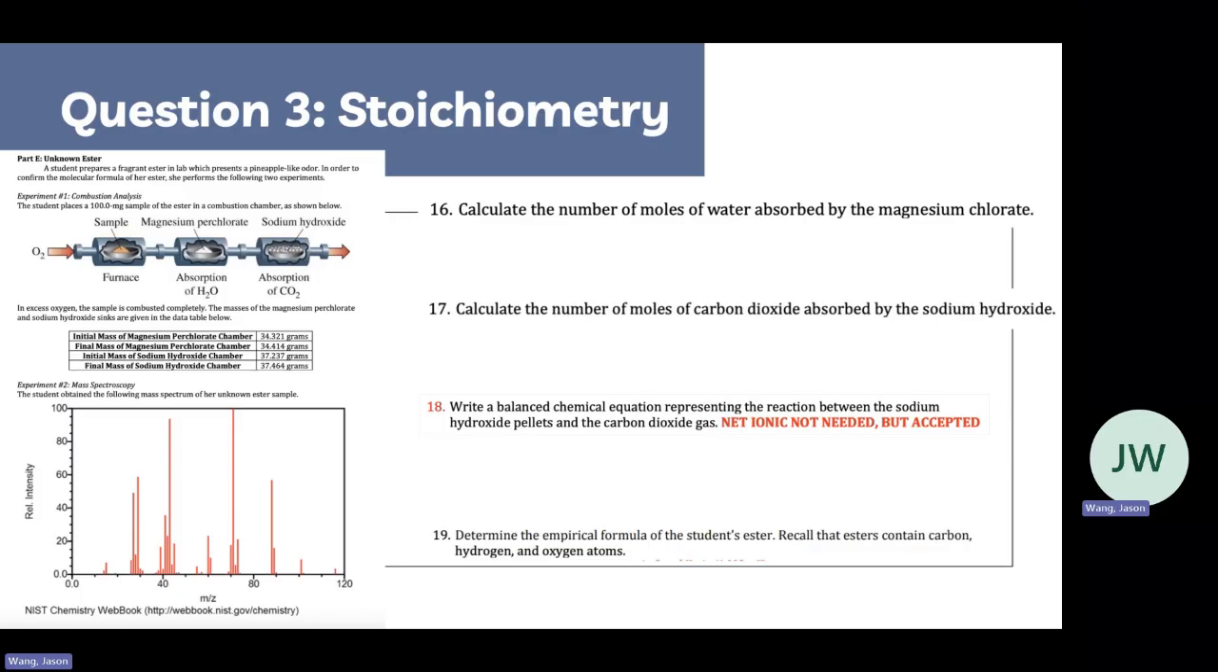Number 16, calculate the number of moles of water absorbed by magnesium chlorate. Number 17, calculate the number of moles of carbon dioxide absorbed by sodium hydroxide. Number 18, write a balanced equation representing the net reaction between sodium hydroxide pellets and the carbon dioxide gas. And number 19, determine the empirical formula of the ester.